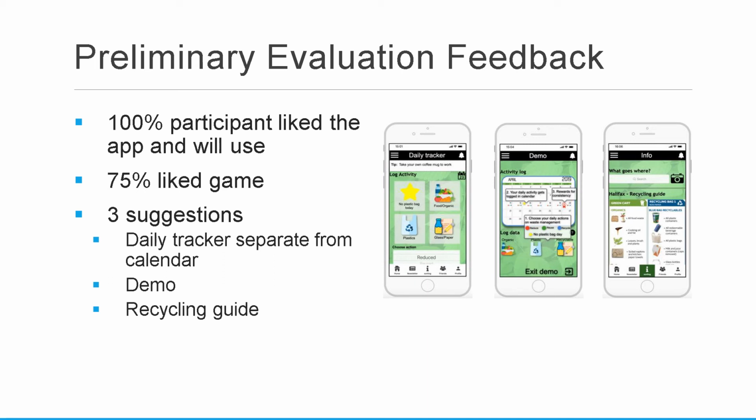They wanted the daily tracker screen separate from the calendar view. As you can see in the demo page, there is a calendar view on top and the daily tracker on the bottom. And the participants wanted to have a daily tracker separately where they can say no plastic bag day, or they can choose whether they reused or recycled the food waste, plastic, glass or paper.